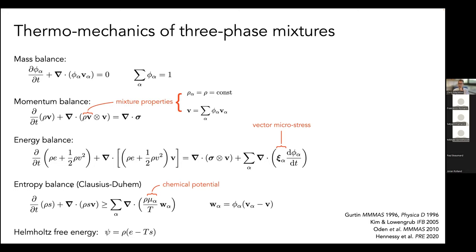So the last thing you have to balance is entropy, which you can do with a Clausius-Duhem kind of relation, which basically says that the time rate of change of entropy has to be positive.